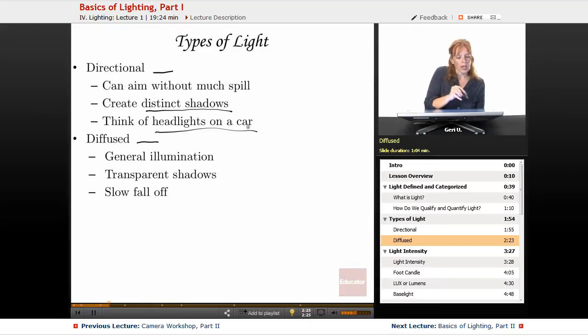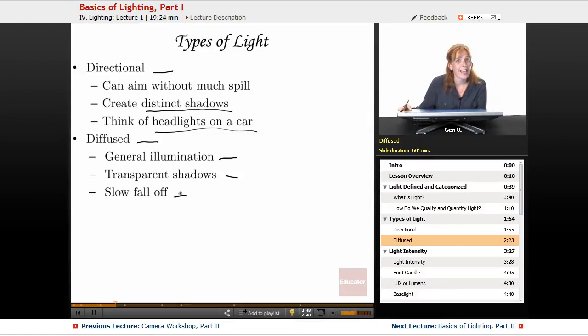Diffused light is just when we talk about more of a general illumination coming from some source. It would have more transparent shadows, and we would talk about it in terms of having slow fall off. And we're going to talk about what fall off is a little more distinctly in a little bit. But these are the 2 different types of ways that we categorize light.